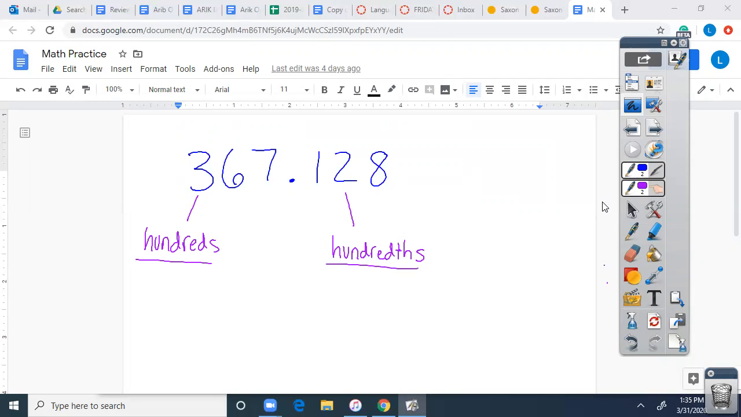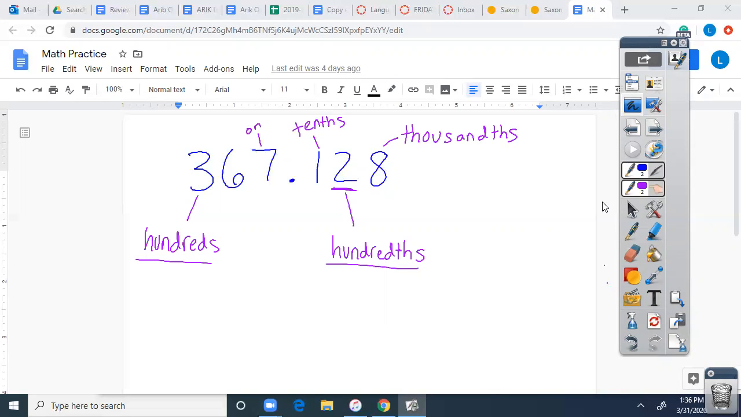Okay? So on your homework, there's going to be a question that will say something like, what digit is in the hundredths place? What digit is in the hundredths place? It would be this. That's the hundredths. Remember, this is the tenths. This is the thousandths.